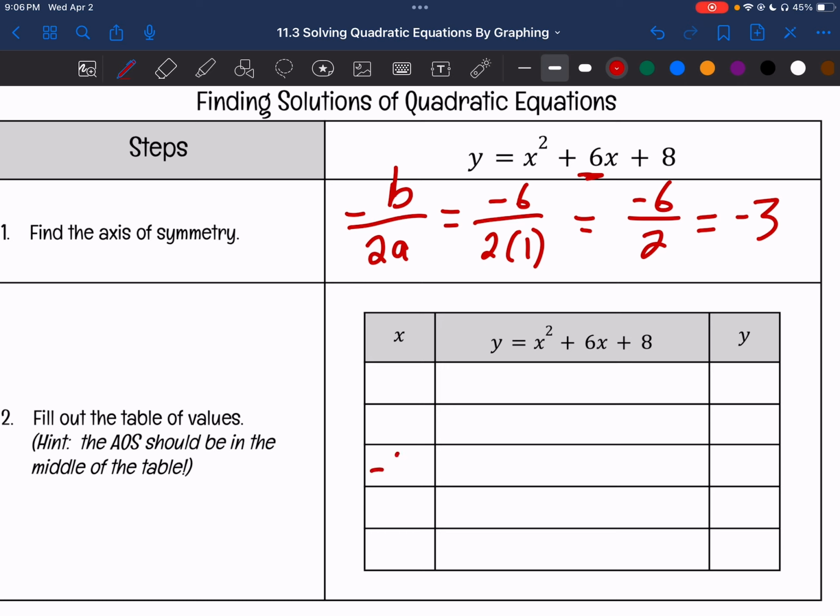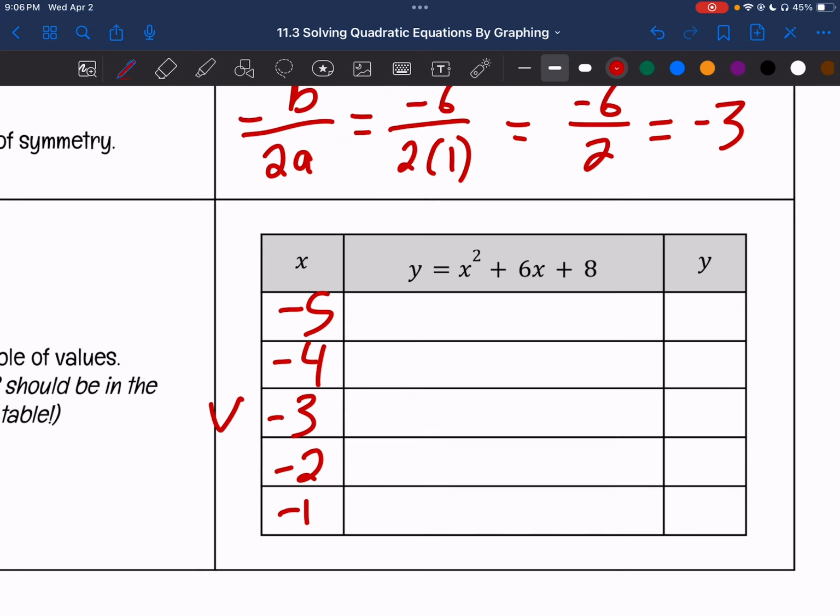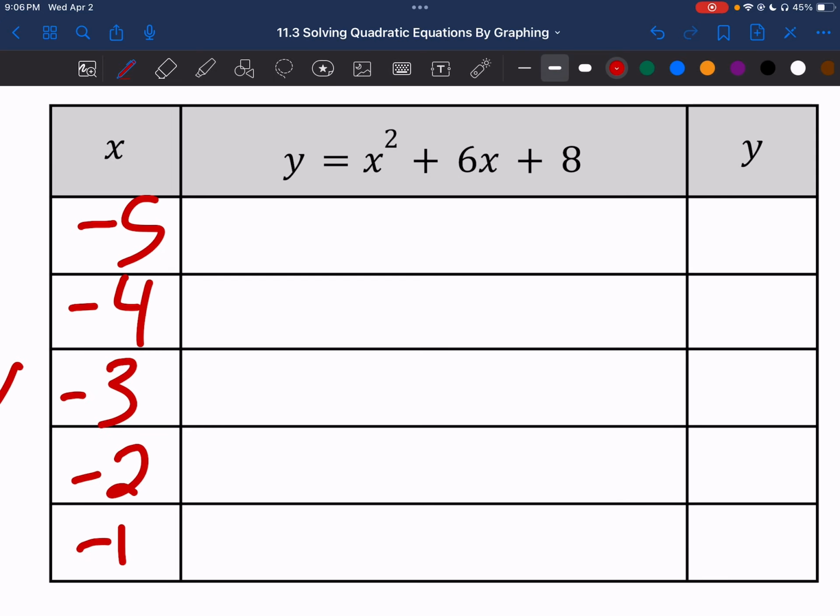That's the x-coordinate of my vertex. So now I know I'm going to put in negative 2 and negative 1, negative 4, negative 5. I'm going to put two numbers to the left and two numbers to the right, and let's calculate and see what happens. We're going to find the values of our table. We set up negative 5 squared plus 6 times negative 5 plus 8.